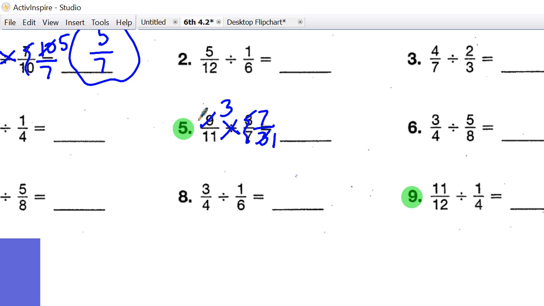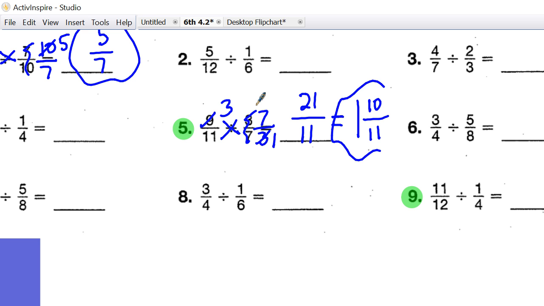Now my numerators are 3 times 7, which is 21. My denominators are 11 times 1, which is 11. And this is an improper fraction. Improper fractions need to be converted back to mixed numbers. 11 goes into 21. It's almost twice. If I did 2 times 11, it'd be 22. So I'm just 1 away from 2 wholes. So it's 1 whole. 1 times 11 is 11, plus 10. That's how many I have left. And my denominator stays as 11. The answer is 1 and 10/11.